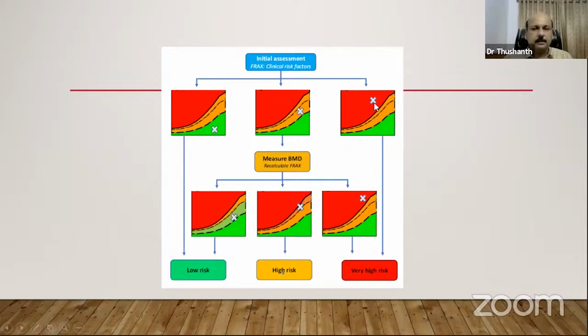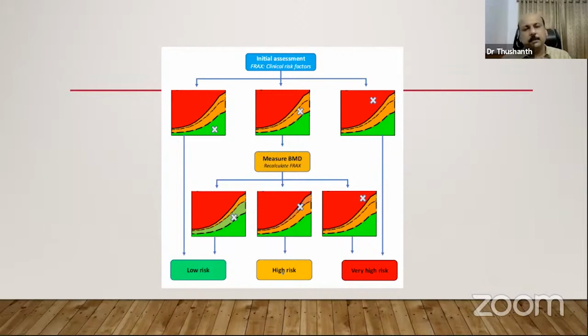If they fall in the red category, that is above the upper assessment threshold, they have to be started on treatment straight away. If they fall in the green category, that is below the assessment threshold, they are considered low risk. But if they fall in the orange category initially, we have to calculate based on the BMD. And after the BMD calculation, if they still fall below the intervention threshold, they need not be started on treatment. If they fall above the intervention threshold, they should be started on treatment.